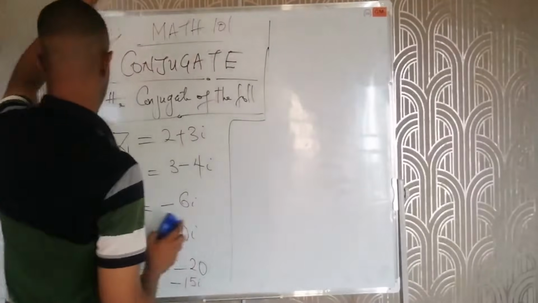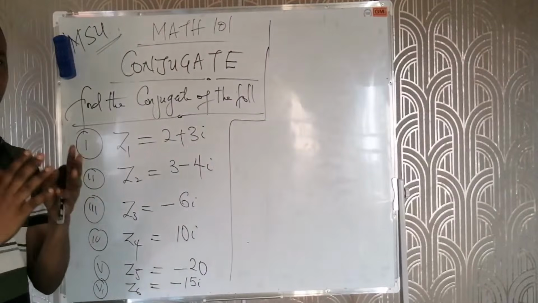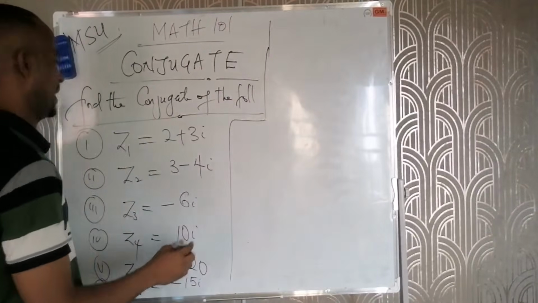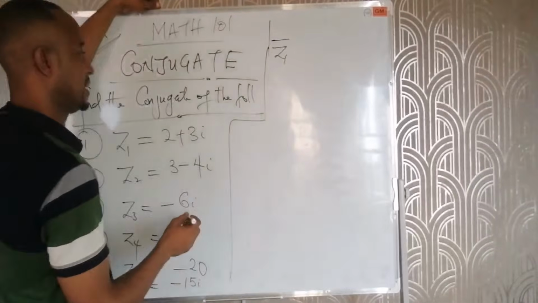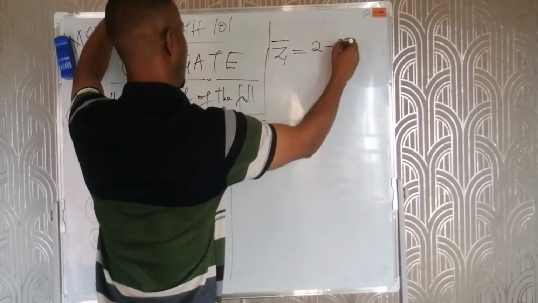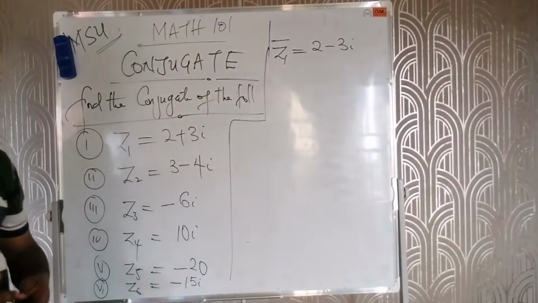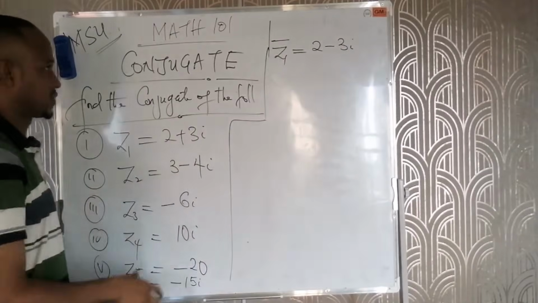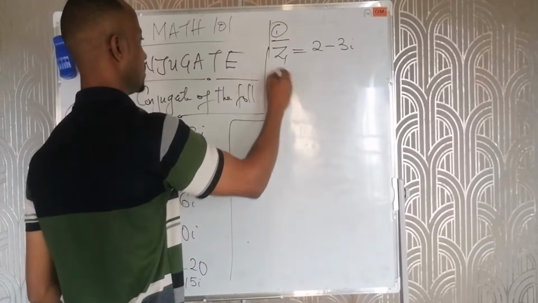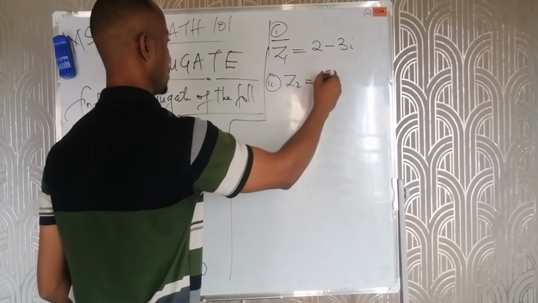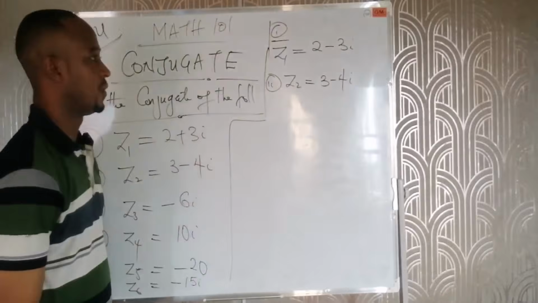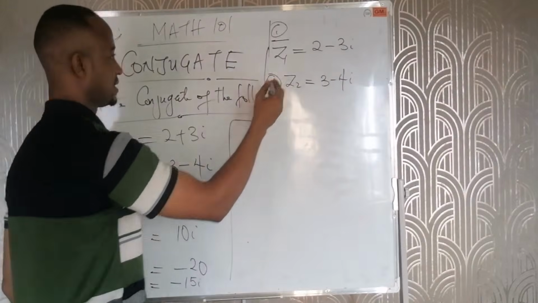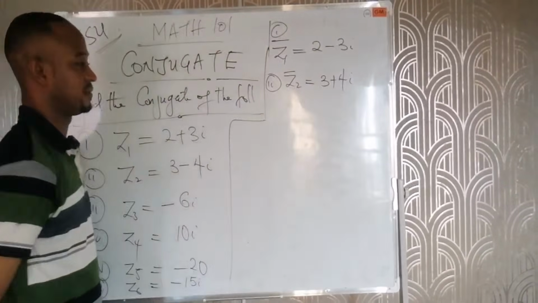Okay, so if we are to find the conjugate of this, conjugate simply means reversing the sign of the imaginary part of a complex number. So the conjugate of Z1 equals 2 plus 3i will give us Z1 conjugate, which equals 2 minus 3i, meaning the reverse sign of the imaginary part. For number 2, if we have Z2 equal to 3 minus 4i, what will be the conjugate? The result will be 3 plus 4i. So Z2 conjugate is 3 plus 4i, right?